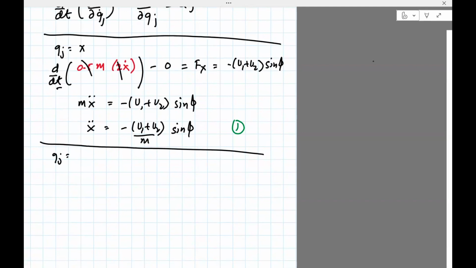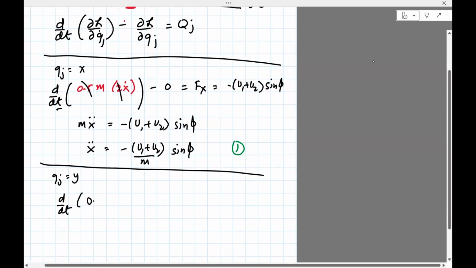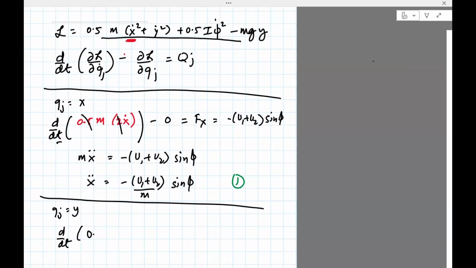Let's put qj equals y. So d/dt of, so L is, Q is, qj is y. So derivative of this whole thing with respect to y dot. So clearly the only term which will matter is this one. So it will be 0.5 m times 2 y dot. Okay, and then dL/dq, so dL/dy. There's only one y here. So derivative of that with respect to y is going to be minus mg.